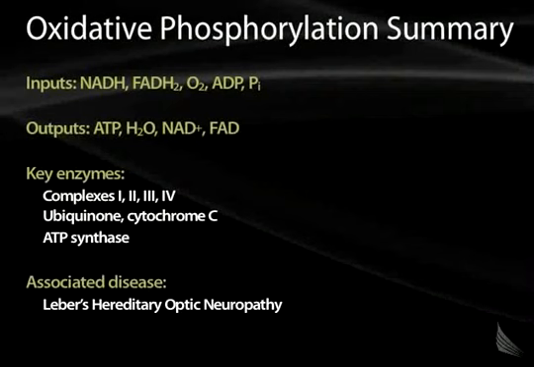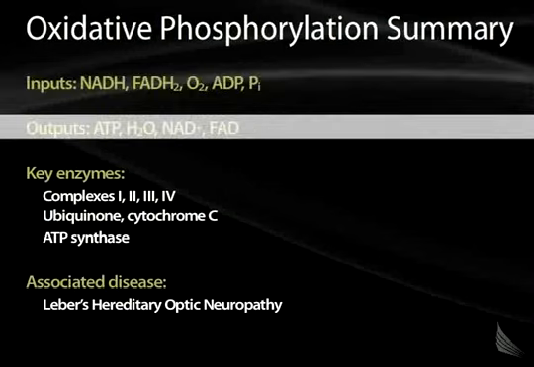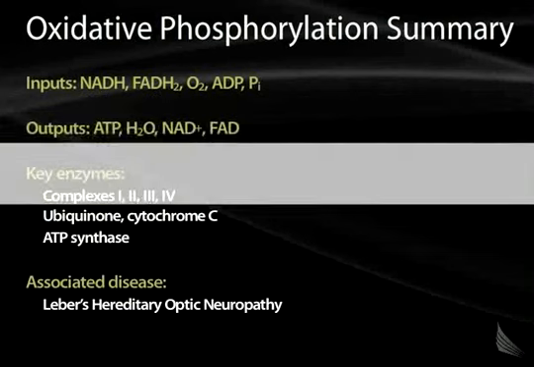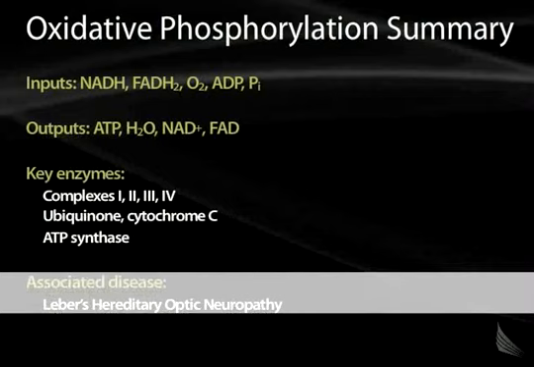So here's a summary of oxidative phosphorylation. You start with molecules of NADH, FADH2, molecular oxygen, ADP, and inorganic phosphate. At the end, you get ATP, water, NAD+, and FAD. Key enzymes to remember are complexes 1, 2, 3, and 4 of the electron transport chain, ubiquinone and cytochrome C, which are electron shuttles in the electron transport chain, and ATP synthase, which is responsible for producing ATP from ADP. The disease associated with this is Leber's hereditary optic neuropathy.